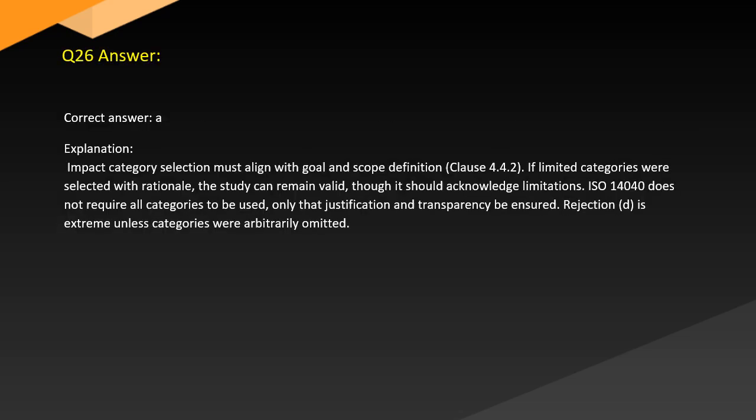Answer. Correct answer: A. Explanation. Impact category selection must align with the goal and scope definition. Clause 4.4.2: if limited categories were selected with rationale, the study can remain valid, though it should acknowledge limitations. ISO 14040 does not require all categories to be used, only that justification and transparency be ensured. Rejection (D) is extreme unless categories were arbitrarily omitted.